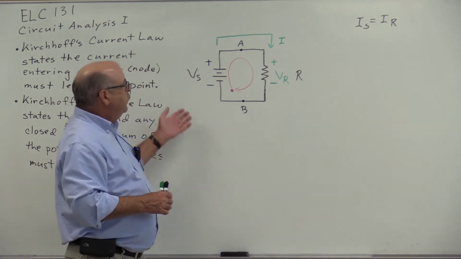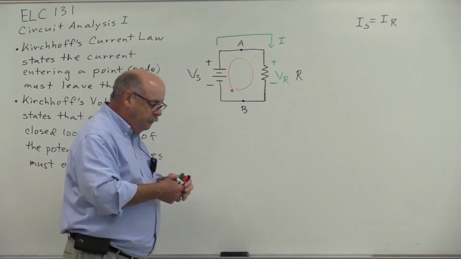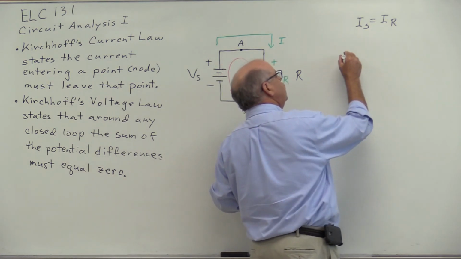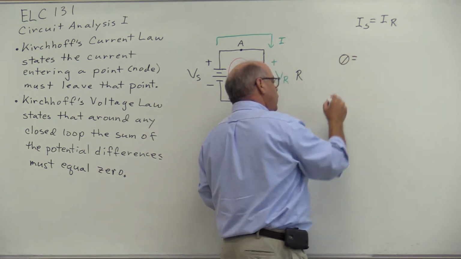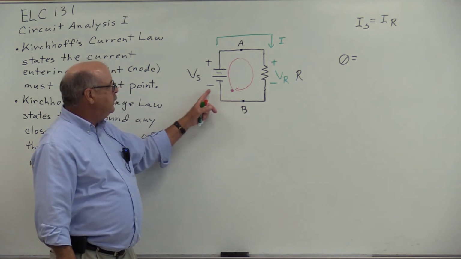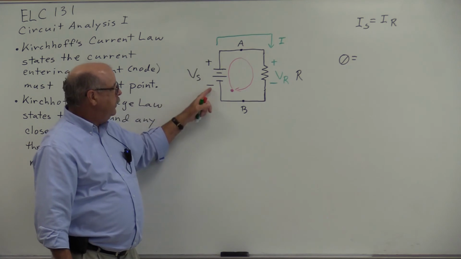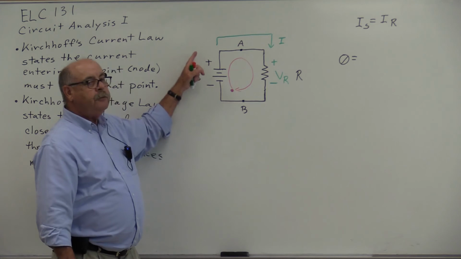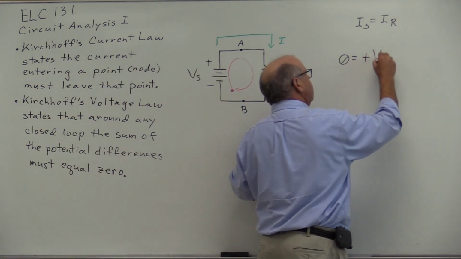Now, what we're going to do is just simply travel around this closed loop and add up the potential differences. And these potential differences should, or must, add up to 0. So, we start here, and the first thing we encounter is a rise in potential energy, right? There's a rise in voltage. The voltage is from negative to positive. So I'm going to record this as plus Vs.